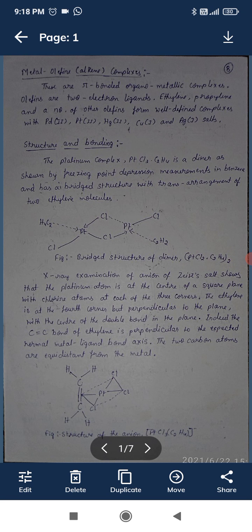So you can see here platinum is in the middle with three chlorine atoms. If the fourth corner were chlorine, it would have become tetrachloroplatinate, but the fourth corner is attached to an ethylene group, that is, attached at the center of the double bond. Indeed the carbon-carbon double bond of ethylene is perpendicular to the expected normal metal-ligand bond axis. The two carbon atoms are equidistant from the metal. You can see this clearly in the given structure of the anion.